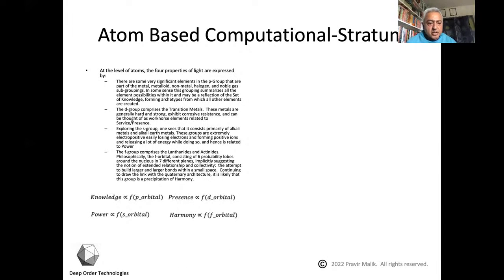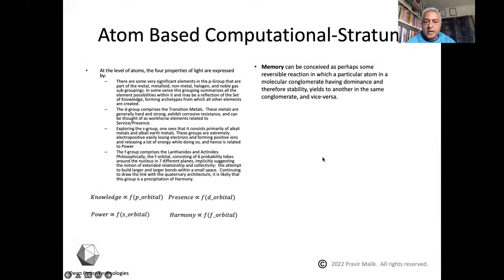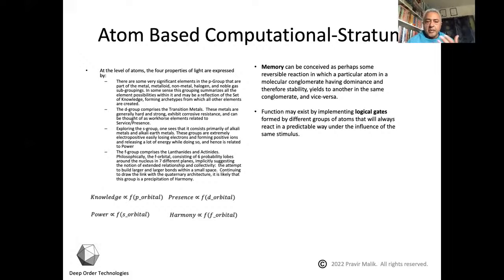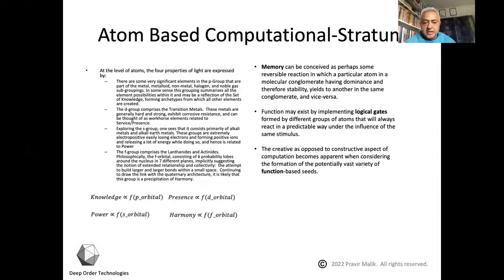And again, this notation is represented succinctly by these four formulas. Memory can be conceived as a reversible reaction in which a particular atom in a molecular conglomerate having dominance switches to some other, and therefore this becomes the basis of memory and the flipping of memory. Logical gates may be formed by different groups of atoms that will react in predictable ways under the influence of the same stimulus. And so we have the basis of logical gates. And then similarly, we have the basis of a large functionality.